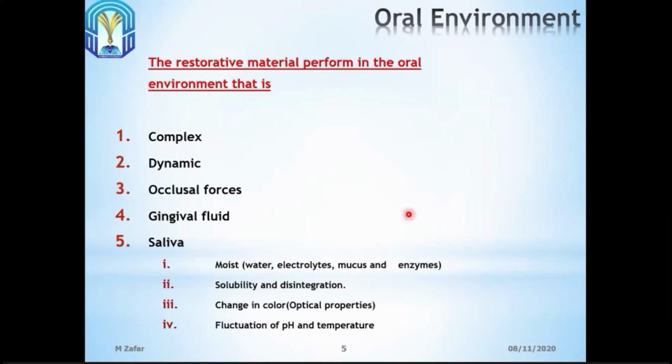We must keep in mind any material or any restoration works in the oral cavity, and the oral cavity is a complex environment. So what do we mean by complex environment?